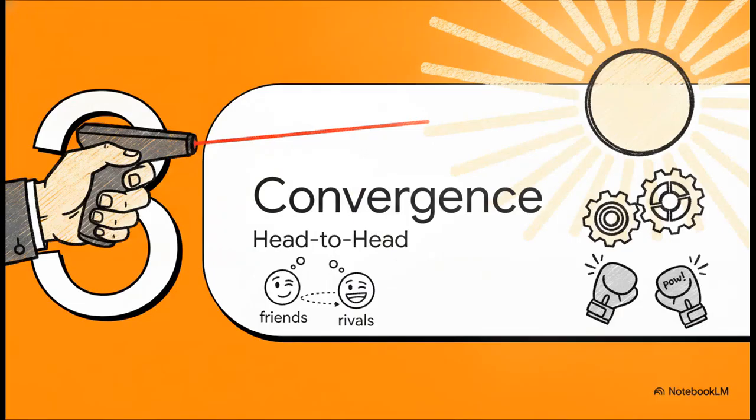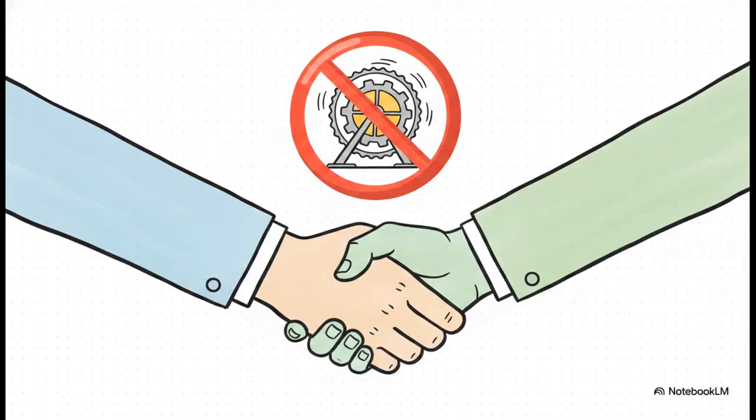All right, Section 3. Let's look at convergence and differentiation. How do these two frameworks actually go head-to-head on the shop floor? So we've got TOC pointing this intense laser, and IPE flooding the whole system with light. Are they rivals? Actually, no.